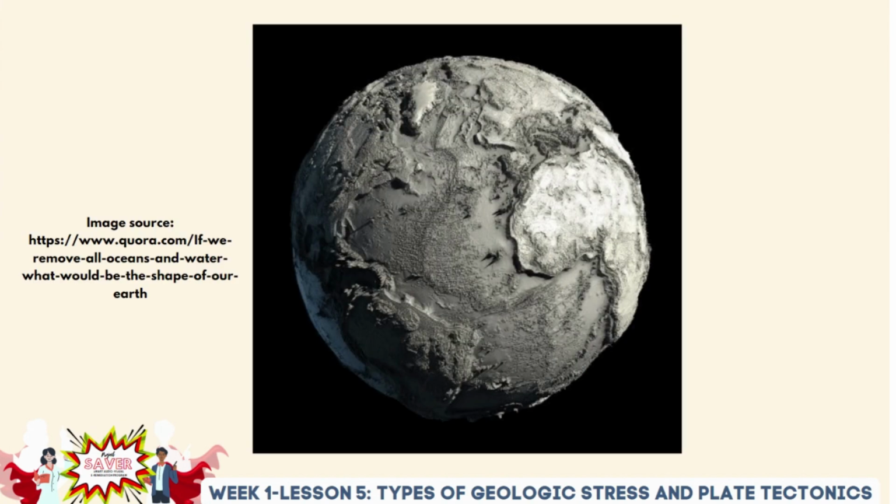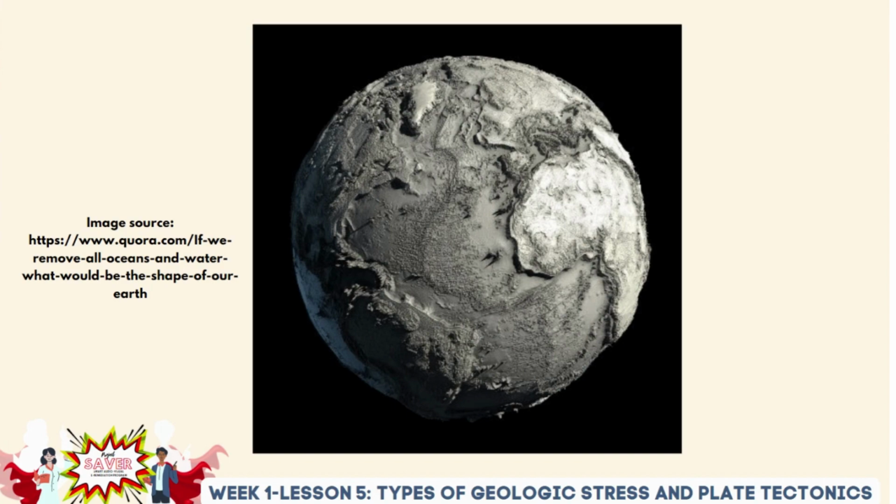Kung tatanggalin ng tubig sa Earth, ganito ang magiging itsura niya. What do you observe? Hindi siya smooth, may folds, cracks, and scarps. Ito ang isa sa mga nagpapakita na ang lithosphere ng Earth ay binubuo ng plates. Plates na patuloy na gumagalaw dahil sa convection sa ilalim nito na nagiging cause ng folds, cracks, and scarps ng Earth.